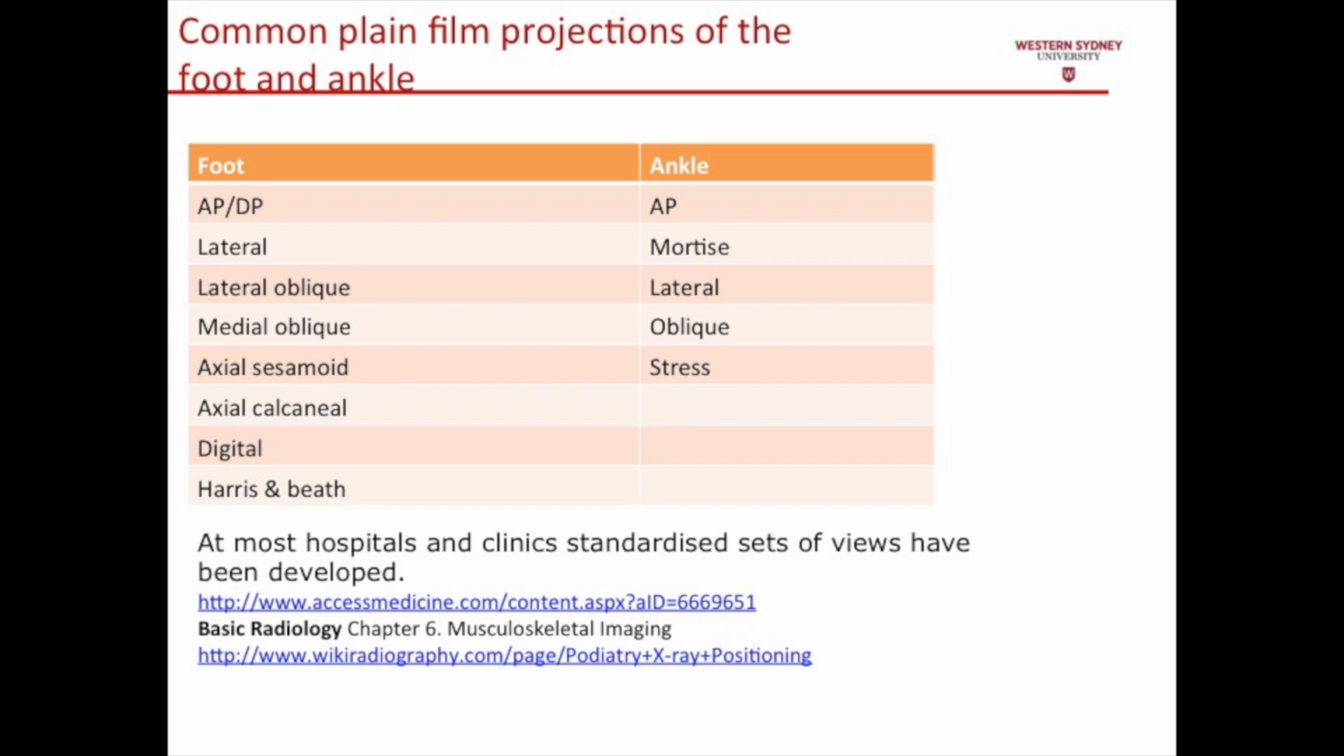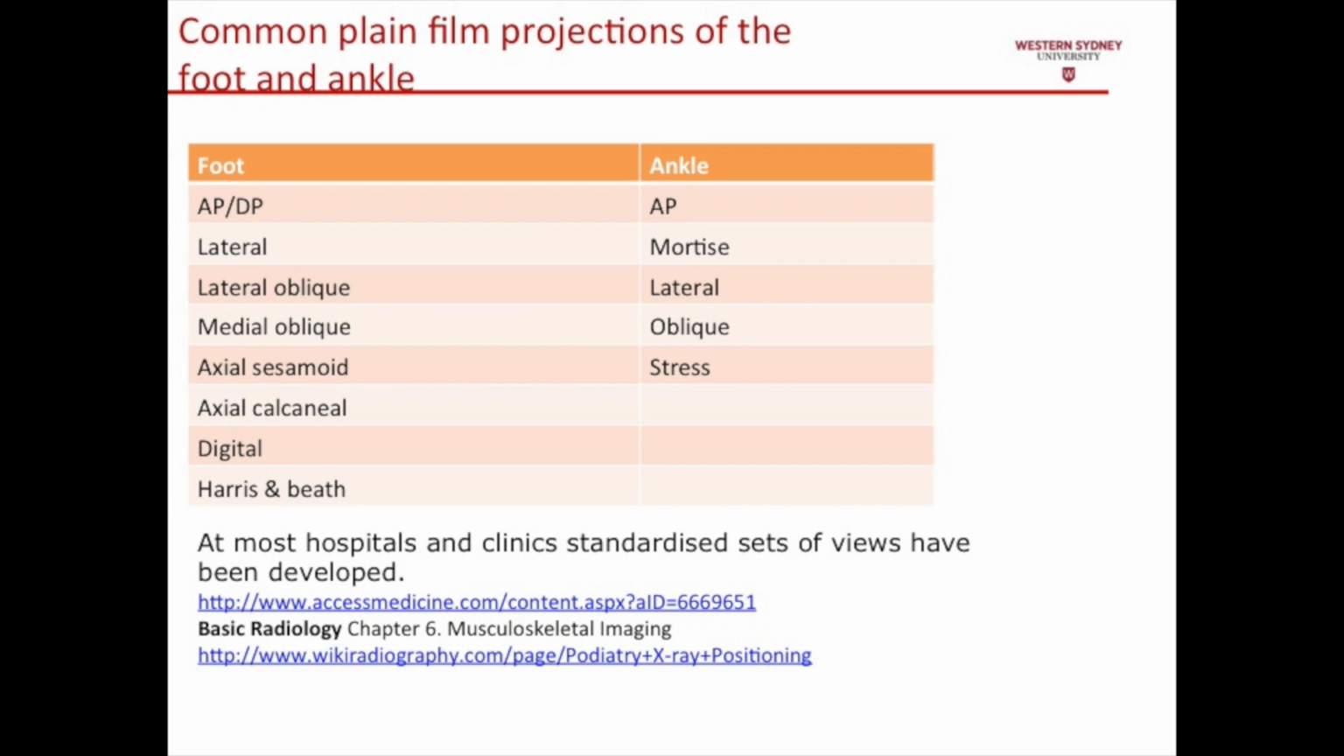So we need to consider what structures we want to visualise and what would be the best way of achieving that view of the specific structure with the common projections that would be used. In this table here you can see the common plain film projections for the foot and ankle. Please take time to look at the links and do some wider reading in this area to further your understanding. There will often be variation in how these projections are achieved dependent on which institutions.